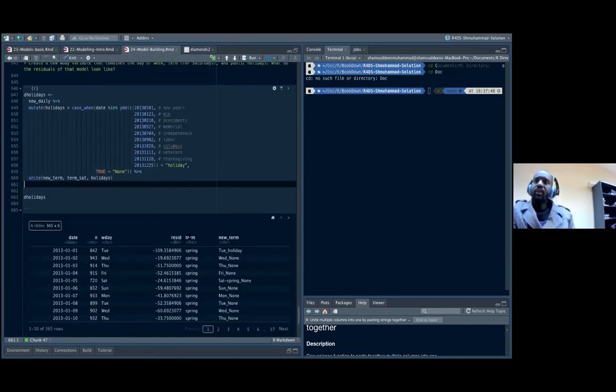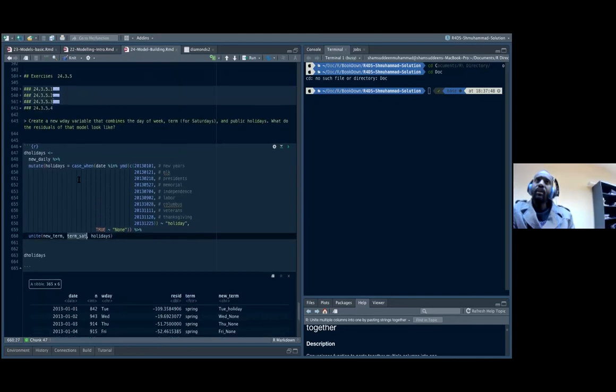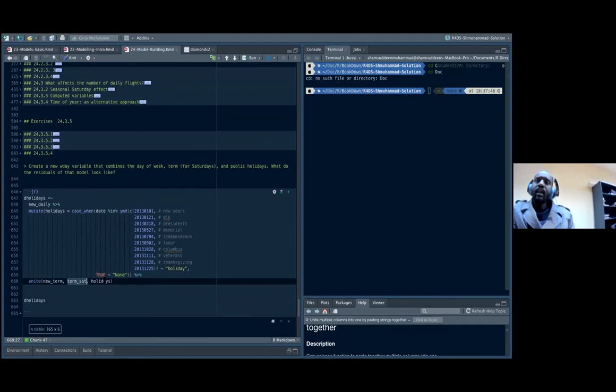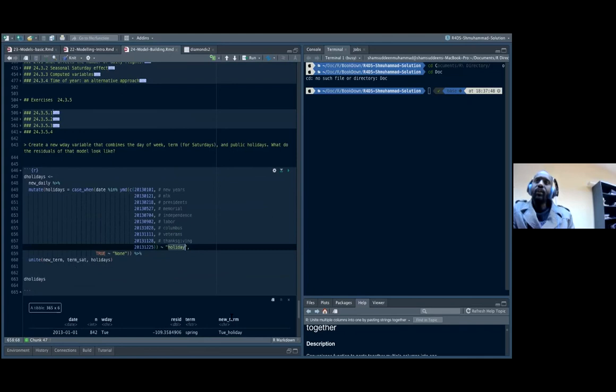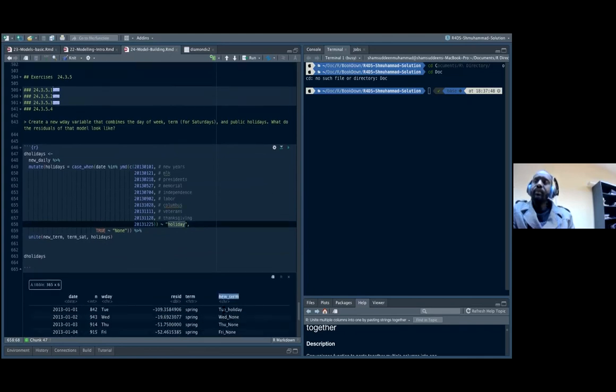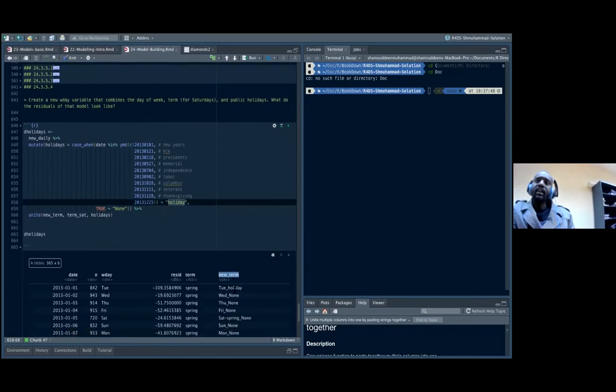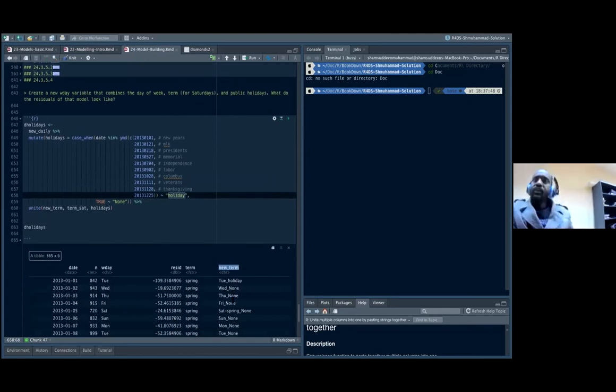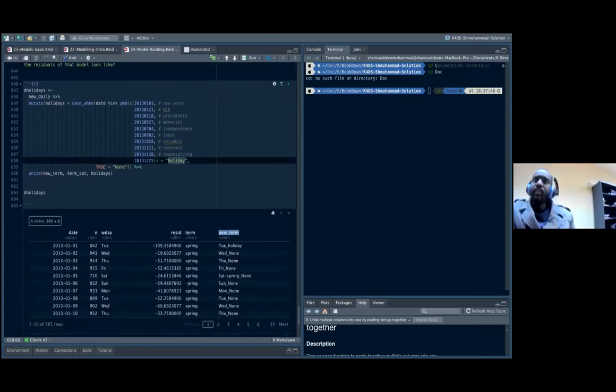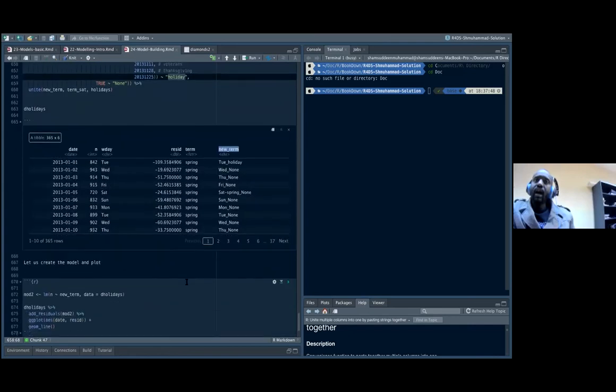If you look, previously we have this term, which is spring. In our previous plot, we have term Saturday, and now we created a holiday column. So we unite them into new term. So we have a new term now for Tuesday. If it is a holiday, then it attaches holiday. If it is Wednesday and not a holiday, then it is none. So this is a new data frame now, and we want to see what happened with new term. So let's plot it.